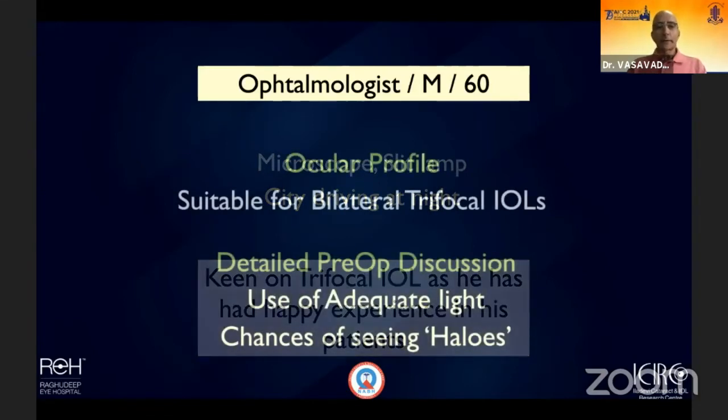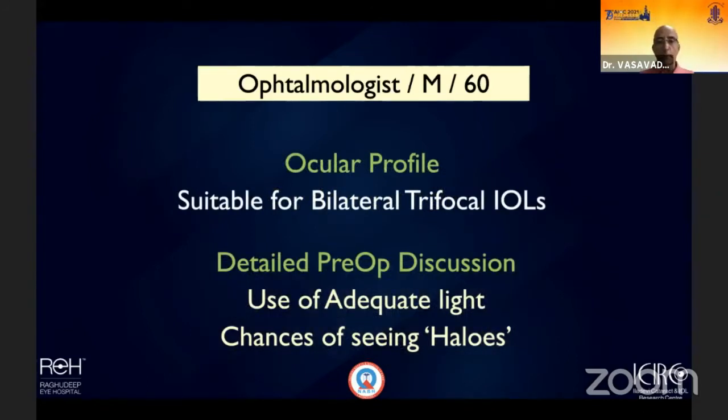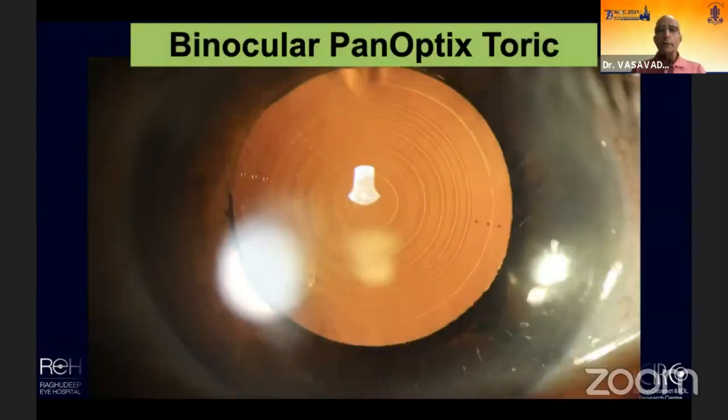We did discuss in detail, at length, which we should discuss with everybody, that you will need some more light in certain conditions, in mesopic low light conditions. And you might see some halos, but if you're positive, it won't bother you and you will not register that very much. So we had binocular PanOptix trifocal toric lens implantation at an interval of a month.